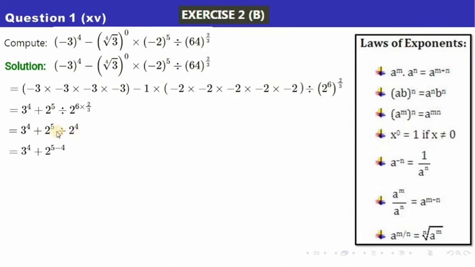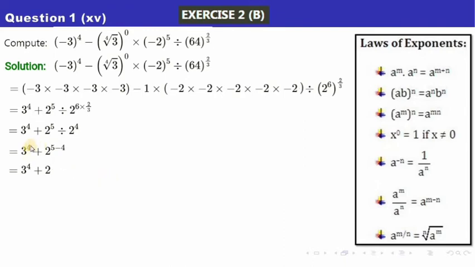Now 2 to the power 5 divided by 2 to the power 4. Actually this is 2 to the power 5 by 2 to the power 4, isn't it? So 2 to the power 4 when it goes up becomes minus 4. Let me repeat once again, 2 to the power 5 divided by 2 to the power 4. When it goes to the numerator it becomes minus 4, if the base is same. Similarly here we have seen that the base is same, so that's why I have written minus 4 here.